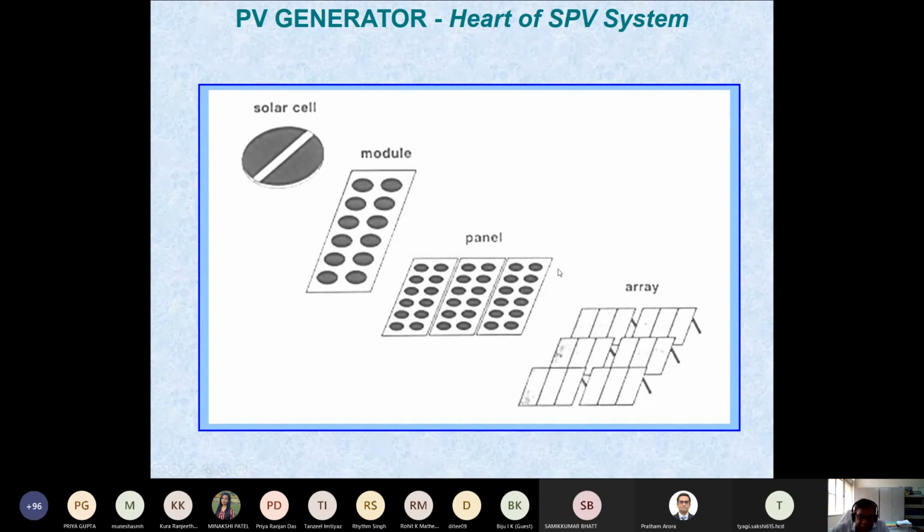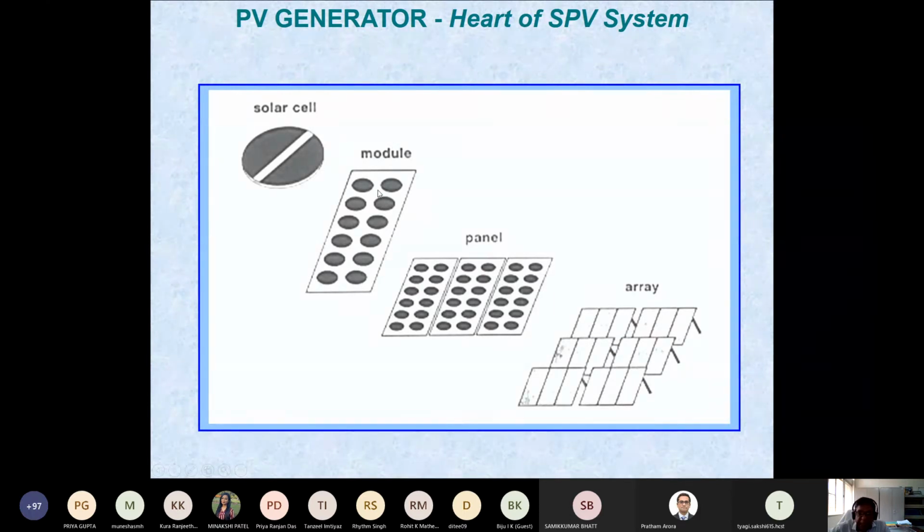Then depending on your requirement, you can buy the number of modules and connect them in parallel and series depending upon your requirement. So that will become a panel. If a number of panels are installed in one vicinity or at one location, that complete system of PV generator will be known as the array.